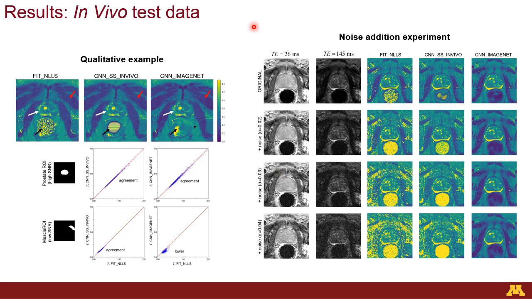We can see the same effect if we retrospectively add noise to the data. This top row shows all three methods on a different in vivo case, and then in the lower rows we add noise to the data. And you can see that the fit results, these two columns, show increasing T2 values as the data get noisier. They become more yellow, whereas CNN ImageNet gives consistent T2 maps even in very noisy data.